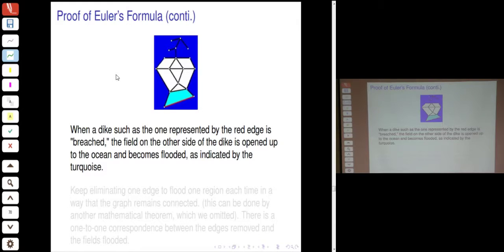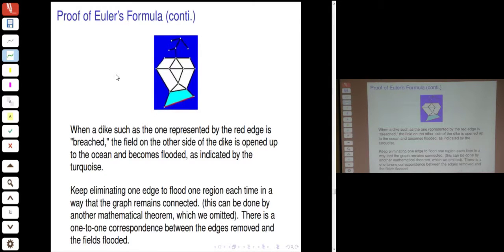Now, when a dike, such as the one in red, is breached, suppose it's broken, the water will come in to flood this face. The mathematical way is, if you remove this edge, you remove a face. It's just as simple as that. But let's follow that story. Somehow the water comes in through this edge, so you get something flooded here. So you have one red edge and one face flooded.